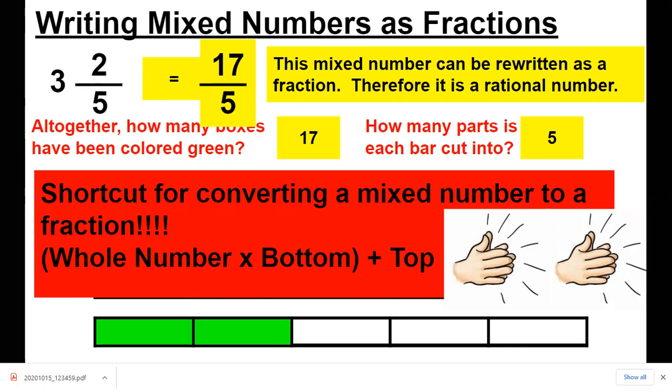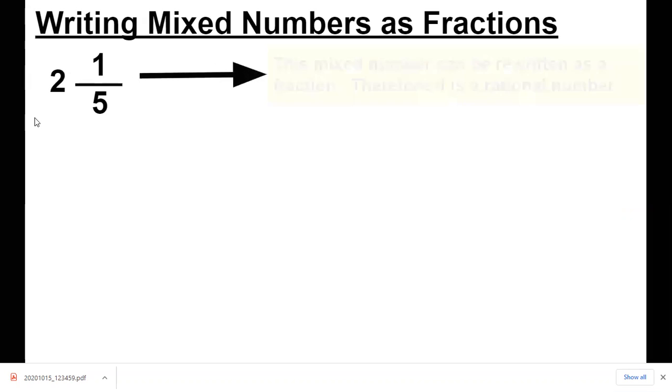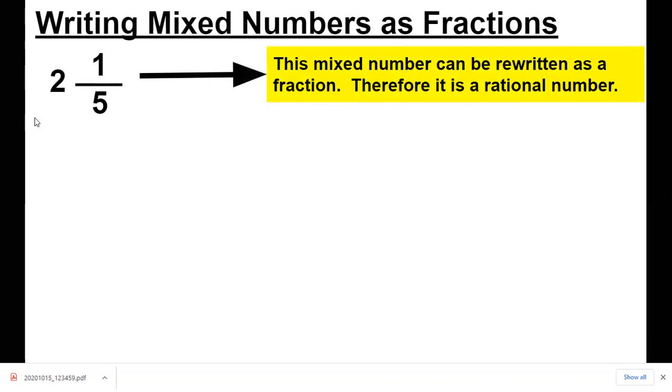Whole number times the bottom plus the top, clap, clap. All right, let's move on and try another one. 2 1/5. We want to convert that to a fraction. 2 1/5 is a mixed number that can be rewritten as a fraction. Therefore, it is a rational number.